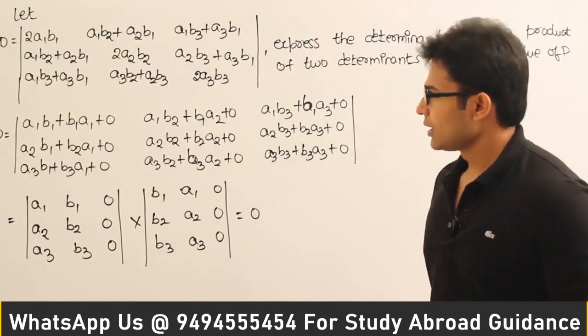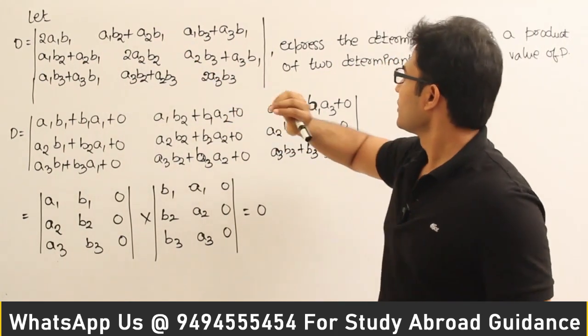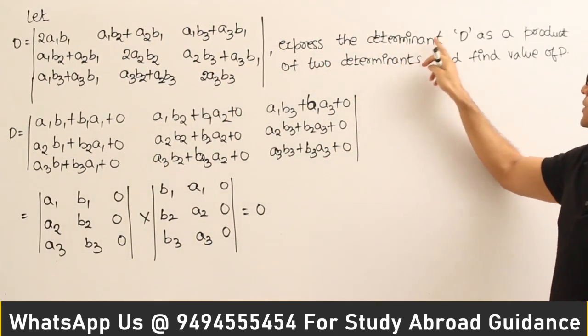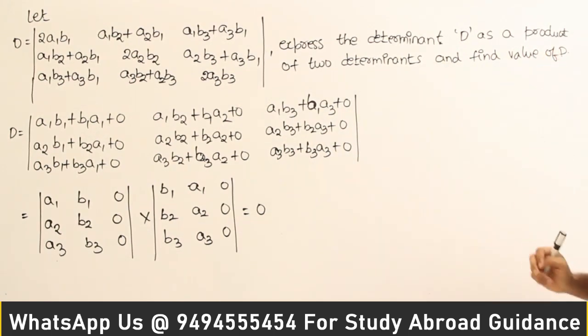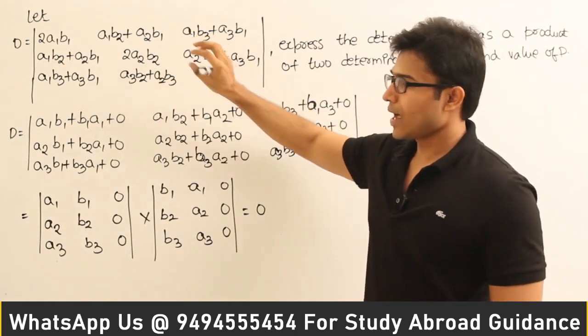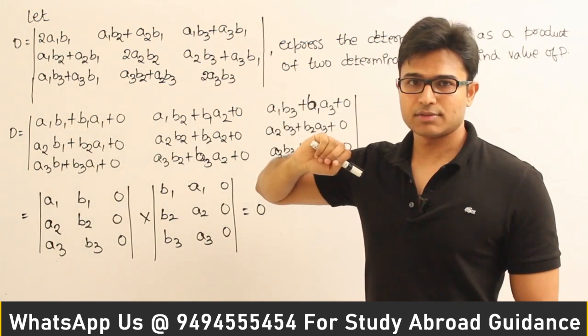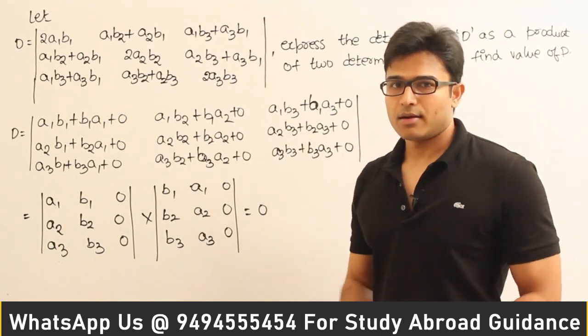See this question. Let us call this determinant D. Let D equal this determinant. Then express the determinant D as a product of two determinants and find the value of D. That is what the question is. So we are supposed to express this as a product of two determinants, and then find the value of this determinant finally, right?